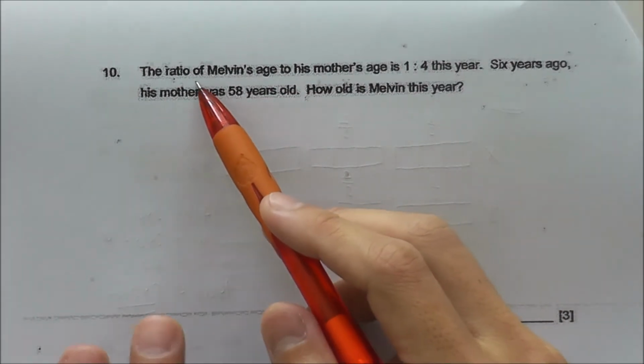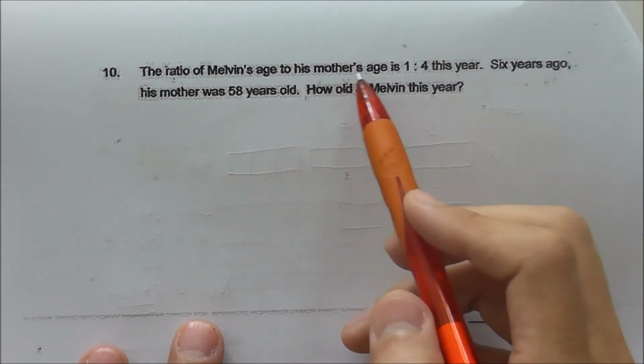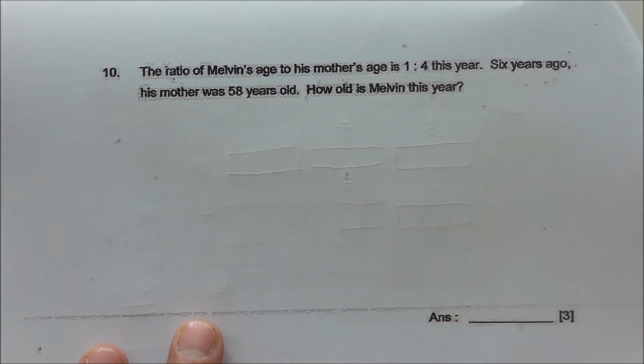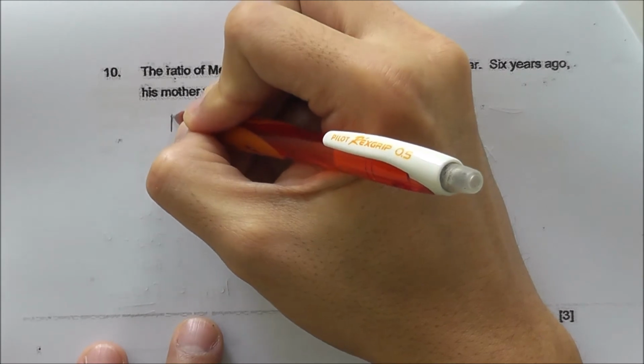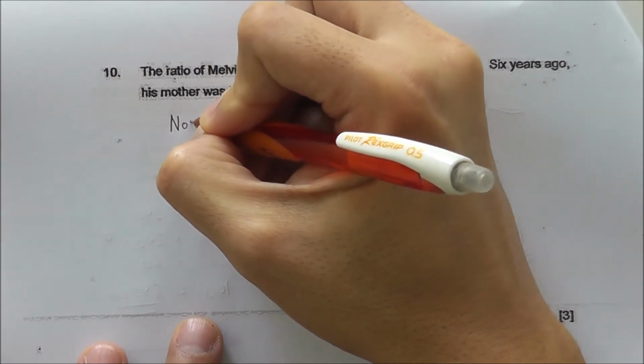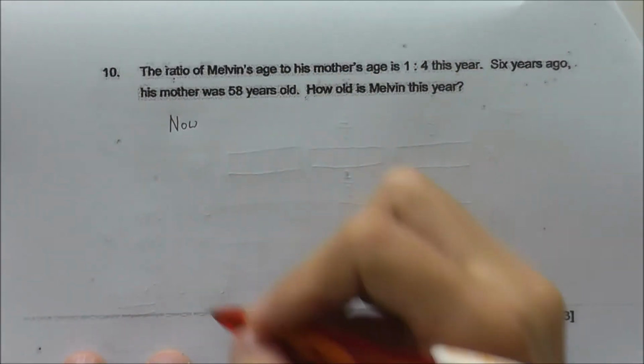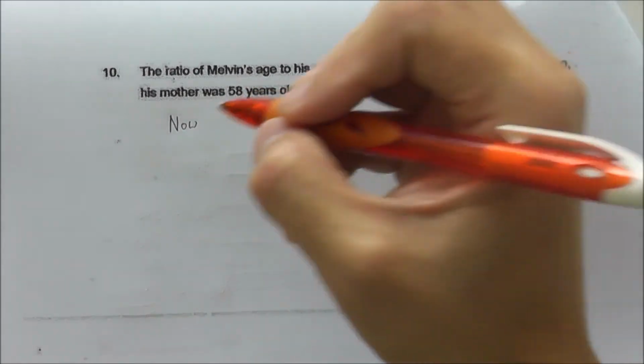Question 10. The ratio of Melvin's age to his mother's age is 1:4 this year. Okay, so 6 years later, his mother was 58 years old. And how old is Melvin this year? Okay guys, for this age question, we have to do now and of course 6 years ago. Okay, so let us just draw now first.